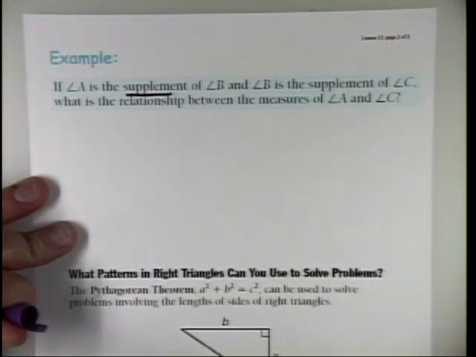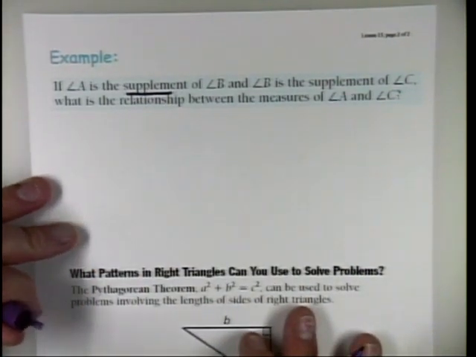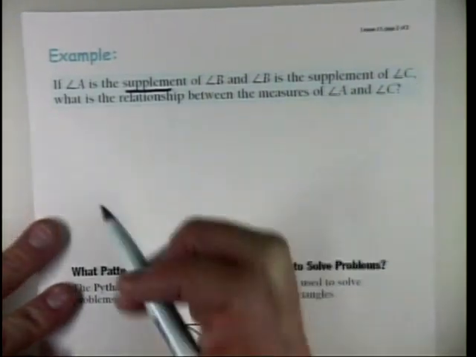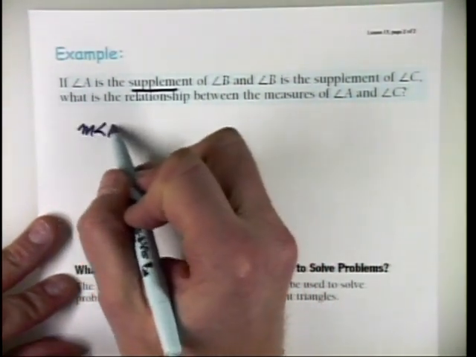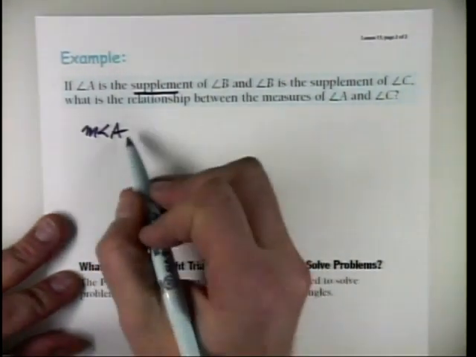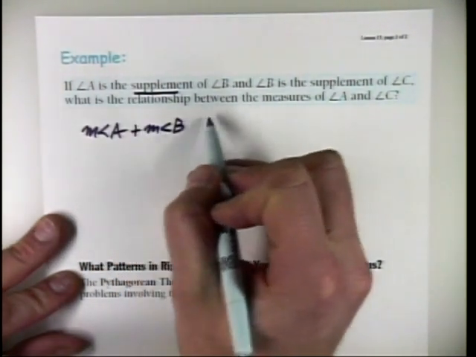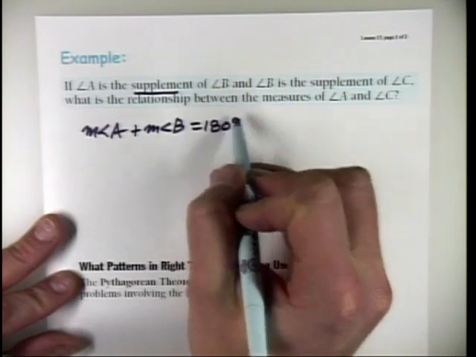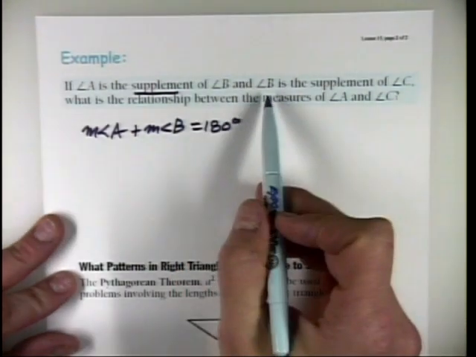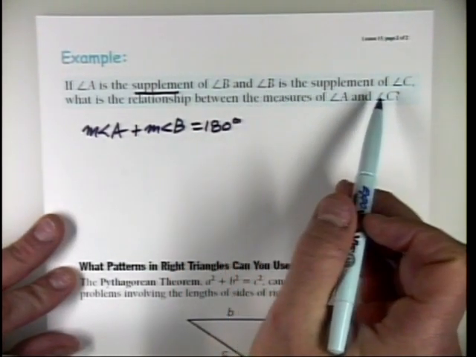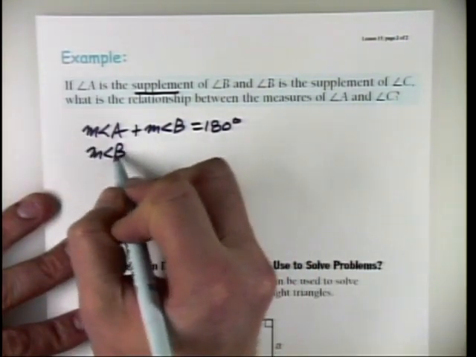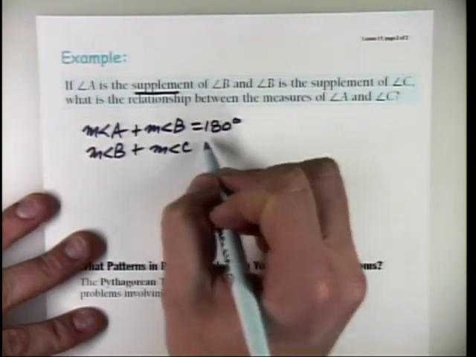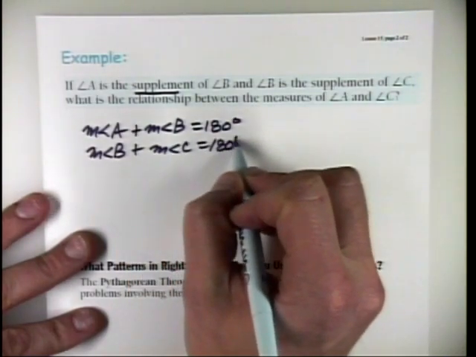Okay? If angle A is the supplement of angle B, what does it mean to be supplementary angles? That means that the two angles add to 180 degrees. So I can say the measure of angle A plus the measure of angle B has to equal 180 degrees. I know that. It also says that the measure of angle B is the supplement of C. So B and C are supplementary angles, so the measure of angle B plus the measure of angle C also has to equal 180 degrees.